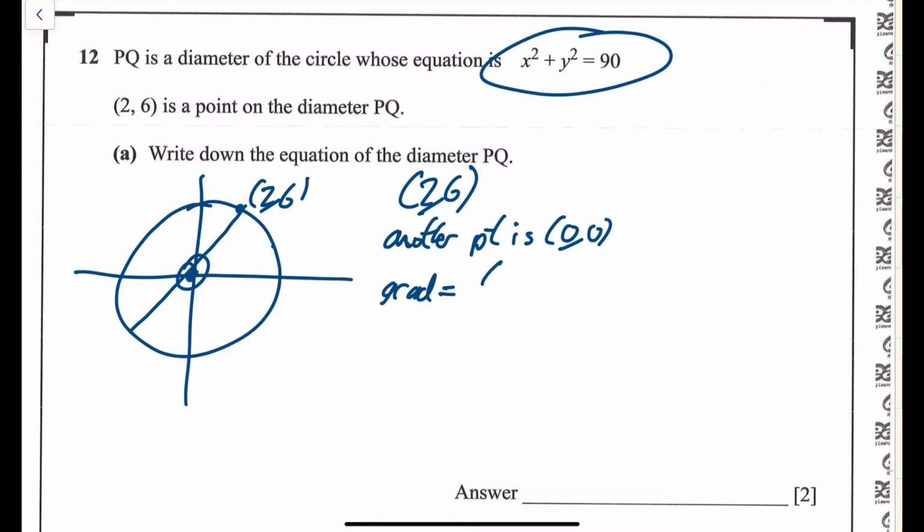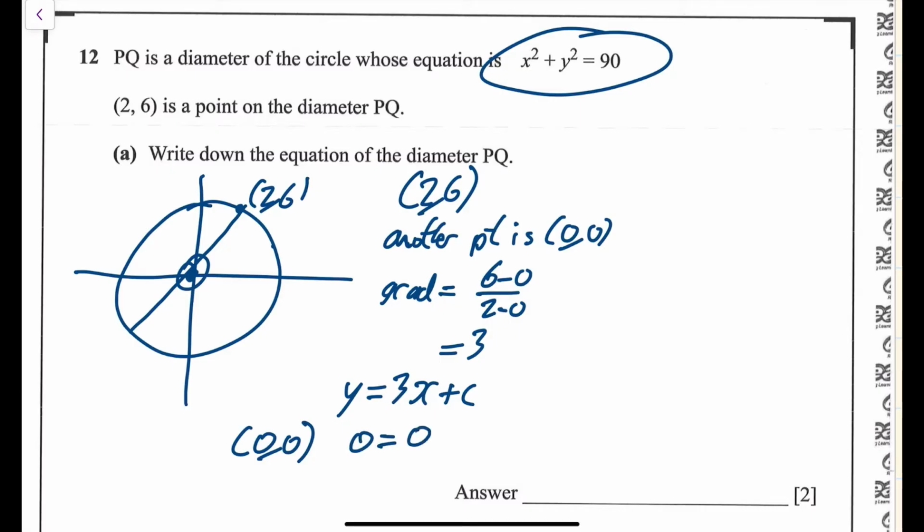So your gradient is equal to 6 minus 0 over 2 minus 0. Your gradient is equal to 3. So y is equal to 3x plus c. Now it goes through the origin, so you can see that the intercept is 0. If you don't see that, just put in 0, 0: 0 is equal to 3 times 0, which is 0, plus c. Your c is equal to 0.